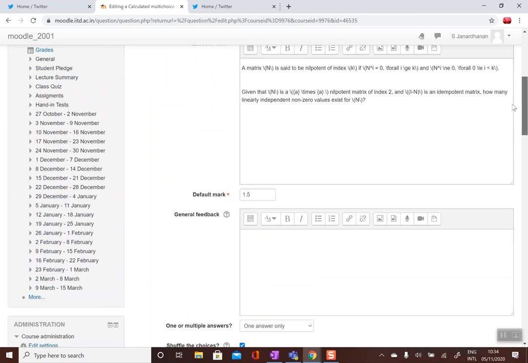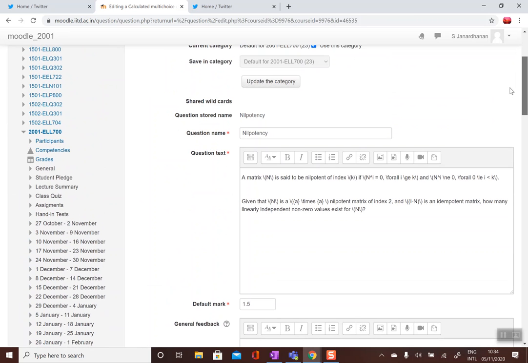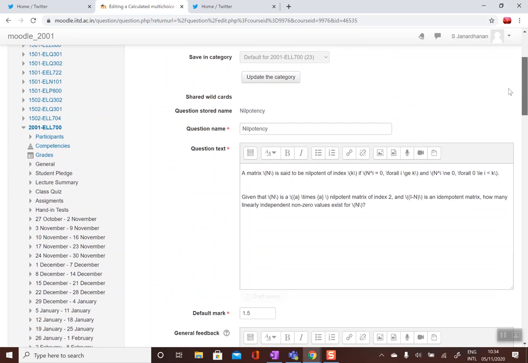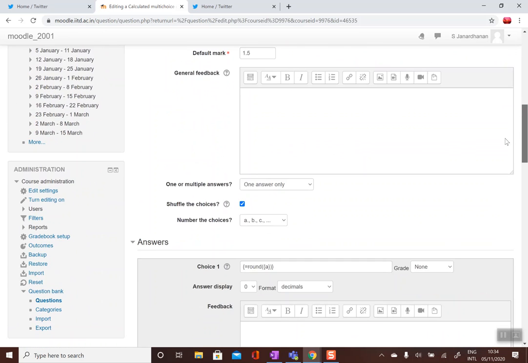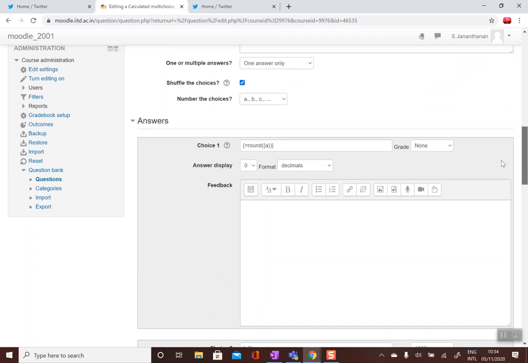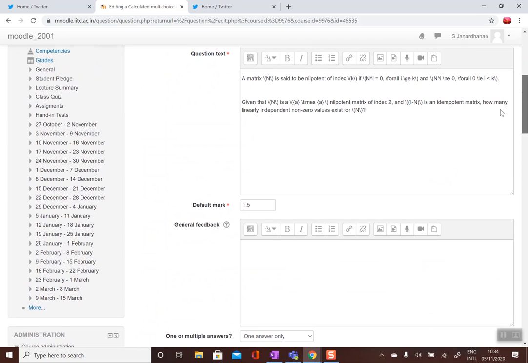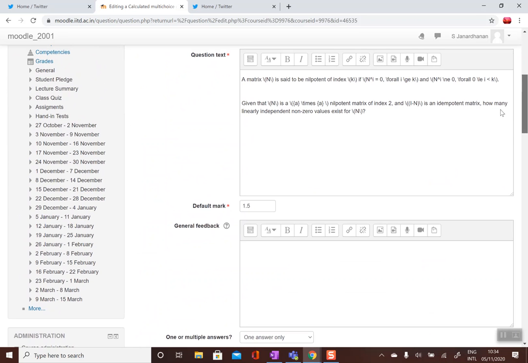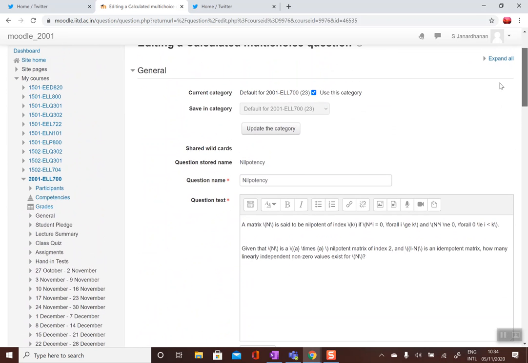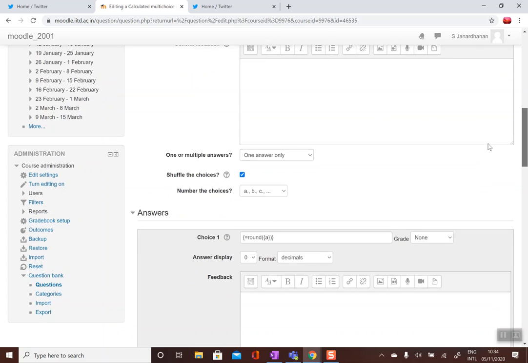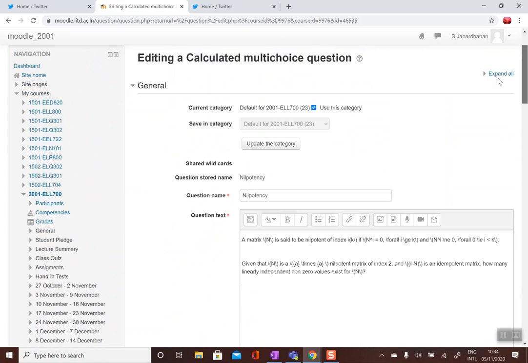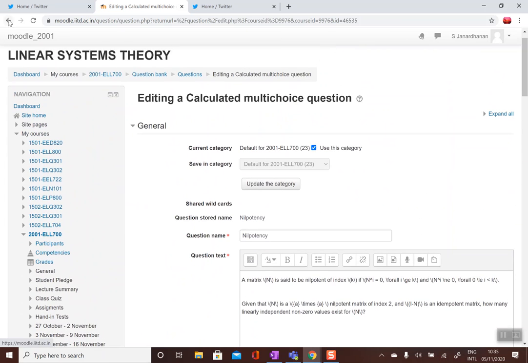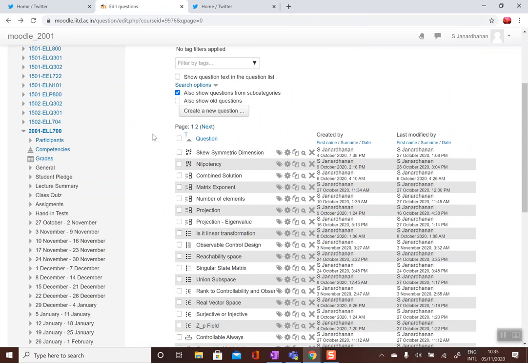I could have made this a fixed question, where the correct answer depends upon the variable also, but you can make the correct answer not depend on the variable and put in a red herring. Okay, so this is the other type, the calculated multi-choice. Let's see this one. This is a formula type. Let's see how it looks.